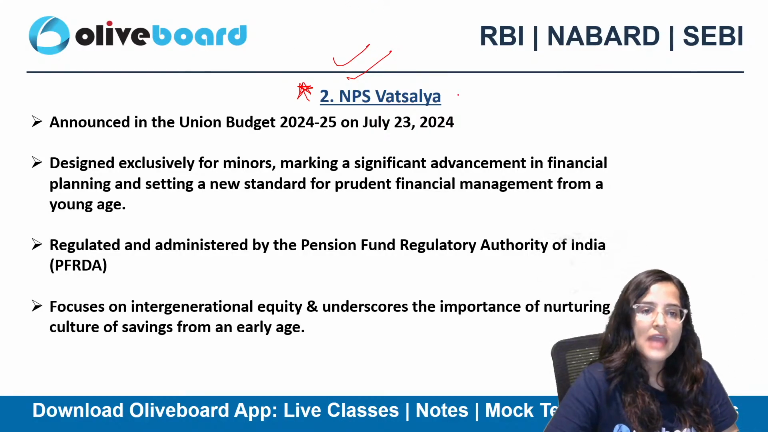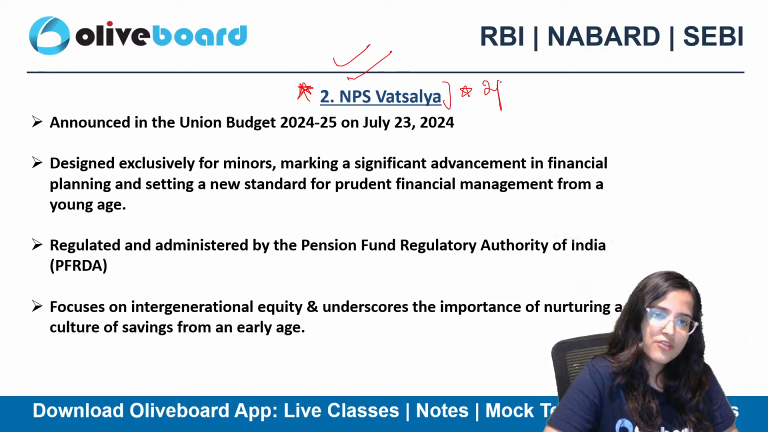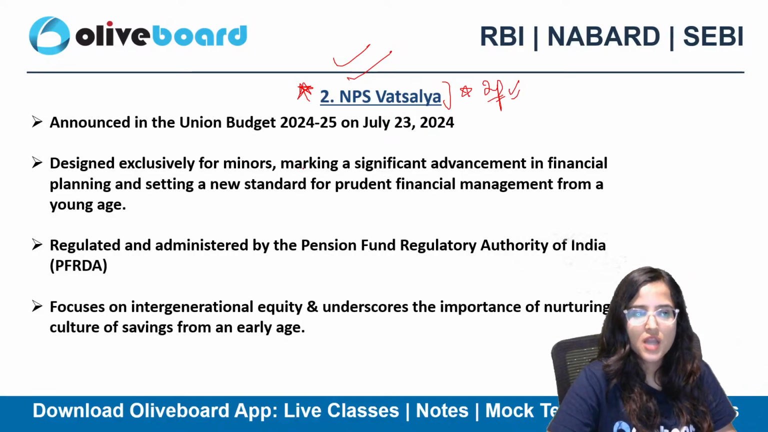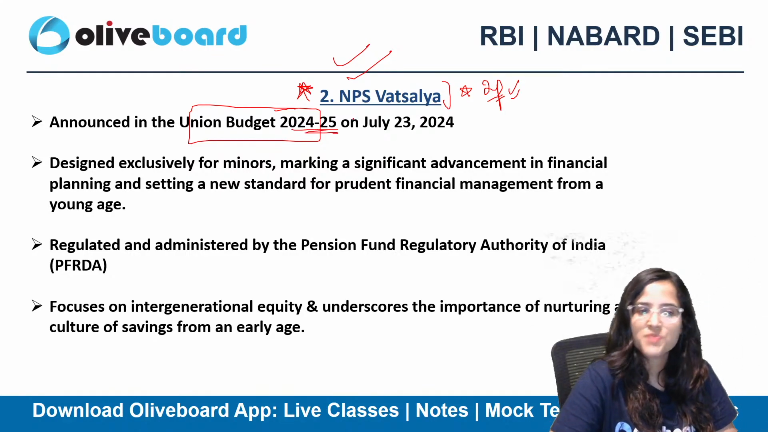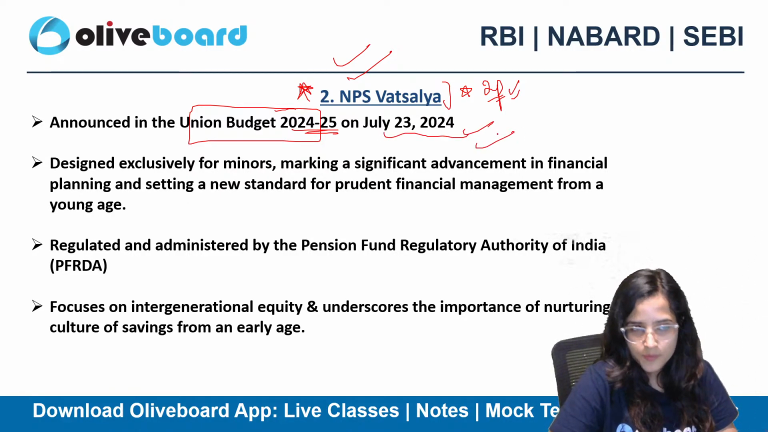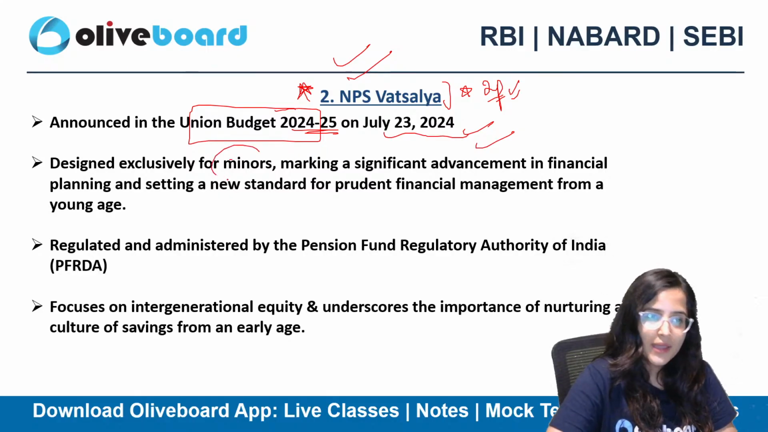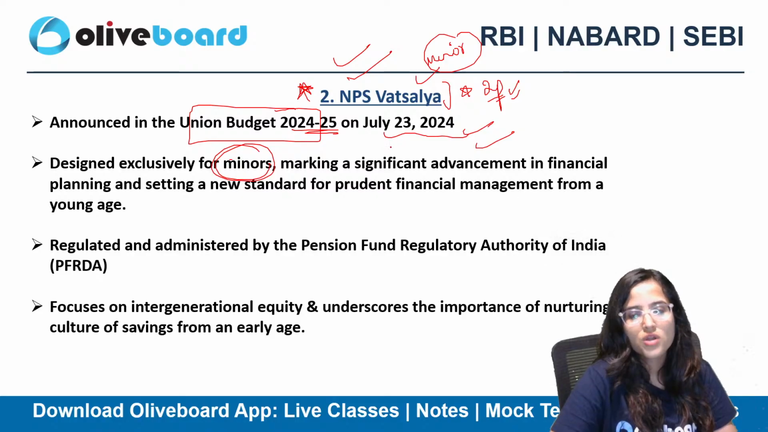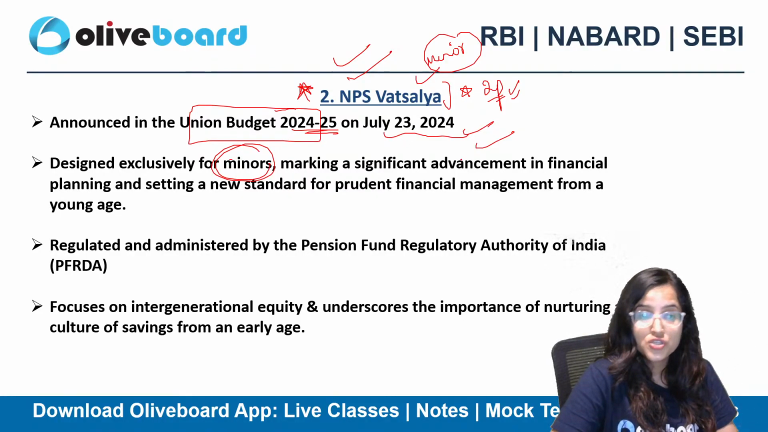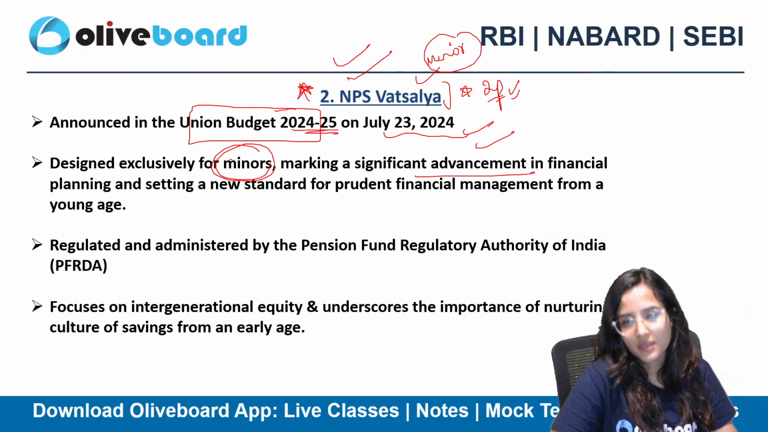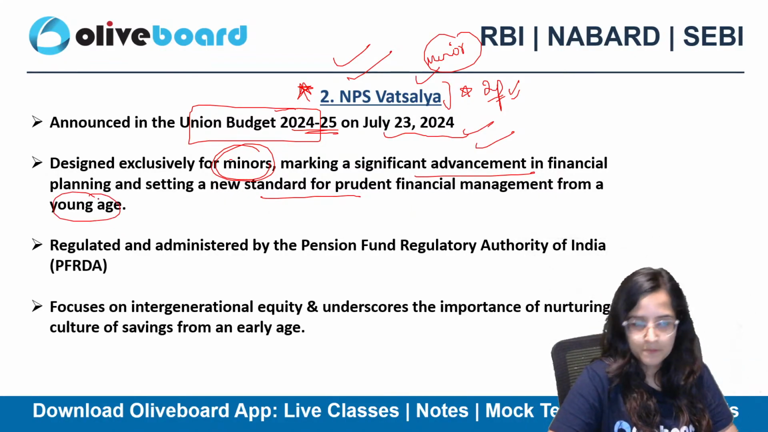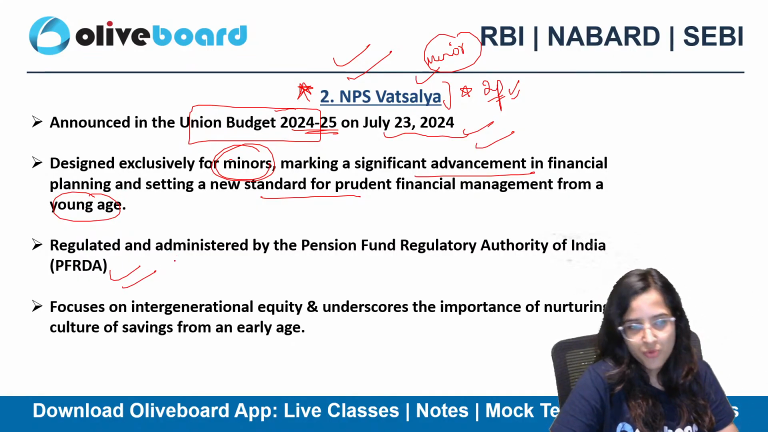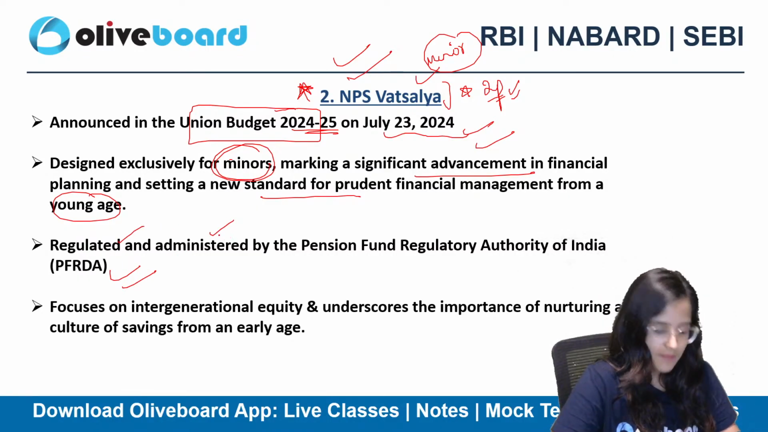Sure. Then we have this NPS-Vatsalya scheme, again very important from your exam point of view. This was announced in Union Budget 24-25, in the previous budget on 23rd July 2024. This is especially for minors, for the children who have not attained 18 years of age. So this is a very good advancement in financial planning, and it has set a new standard for prudent financial management from a very young age. PFRDA is the regulatory body in this case, so it is regulated and administered by PFRDA.